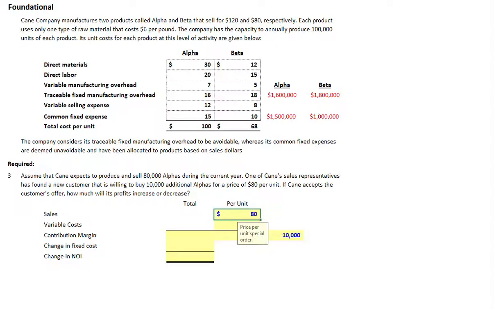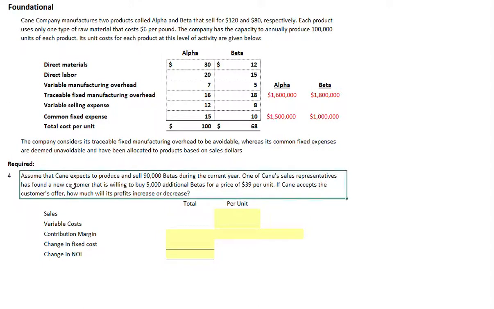We simply need to calculate our contribution margin per unit. Our variable costs will include direct materials, direct labor, and both variable manufacturing and variable selling and admin. They total $69, so we're making $11 per unit. If we sell 10,000 units, we'll have a $110,000 contribution margin. Again, unless we're told otherwise, there's no change in fixed cost, so our profits would increase by $110,000. Let's take a look at another special order problem.